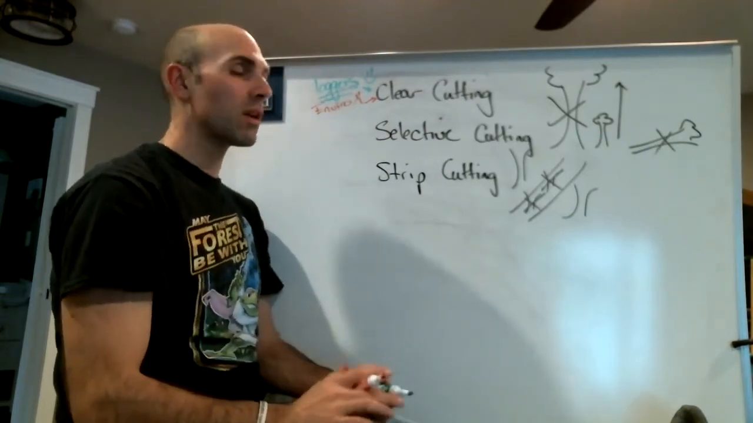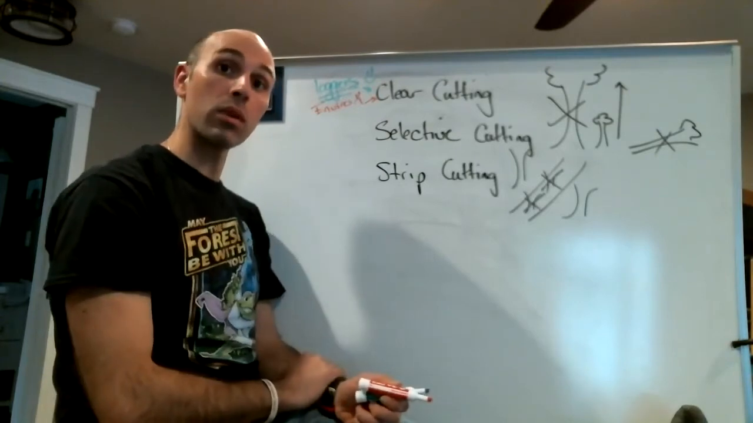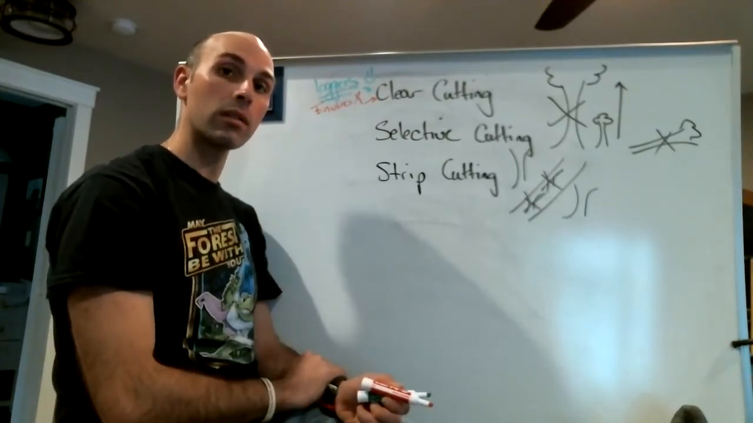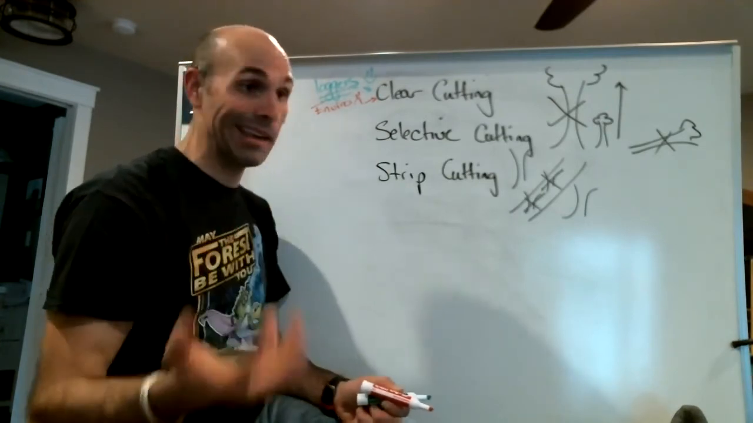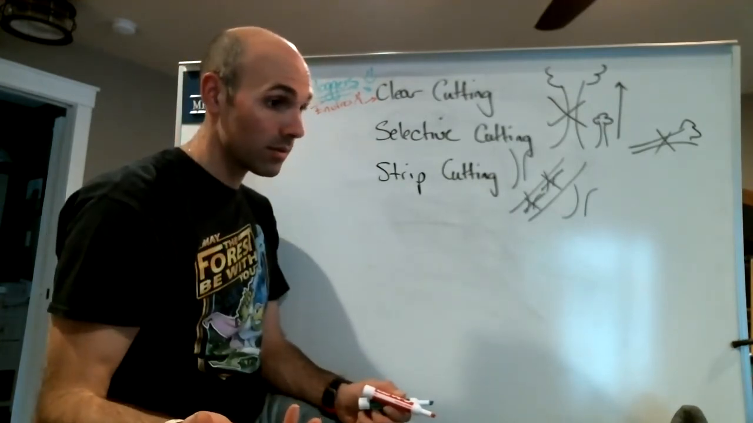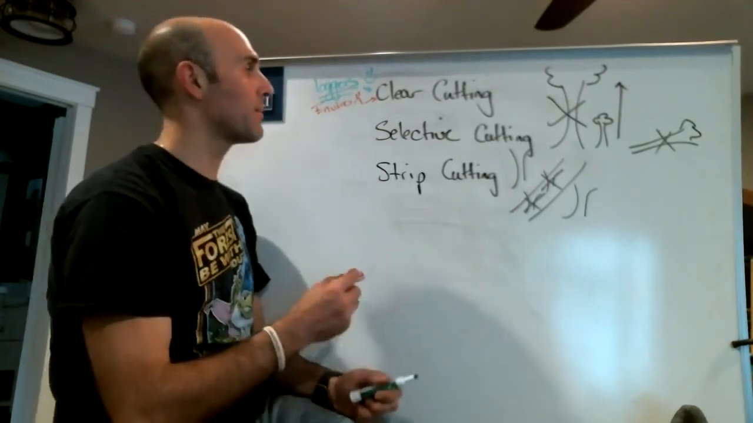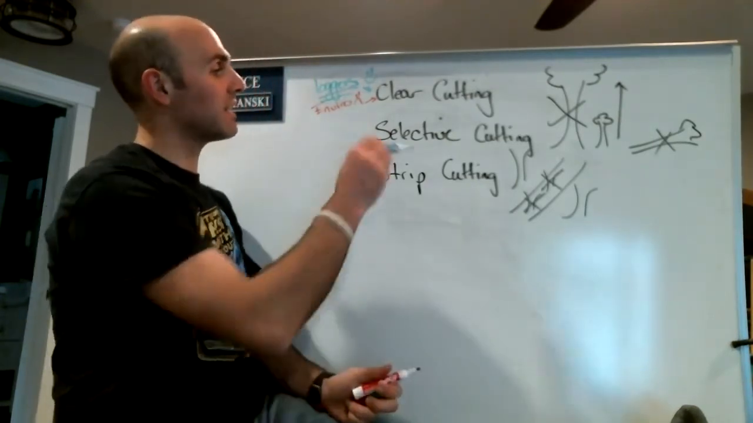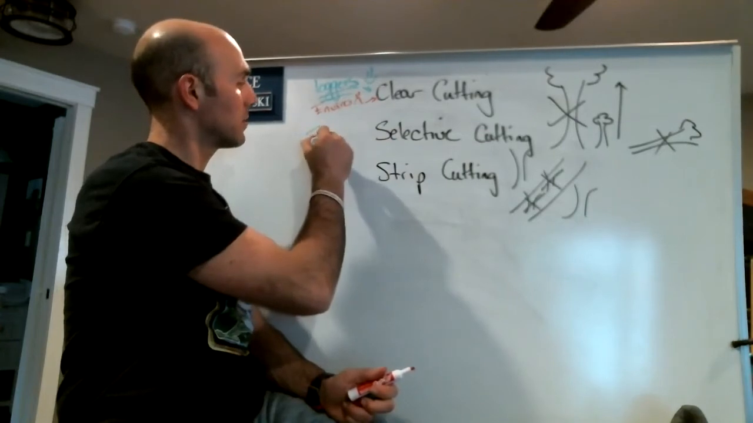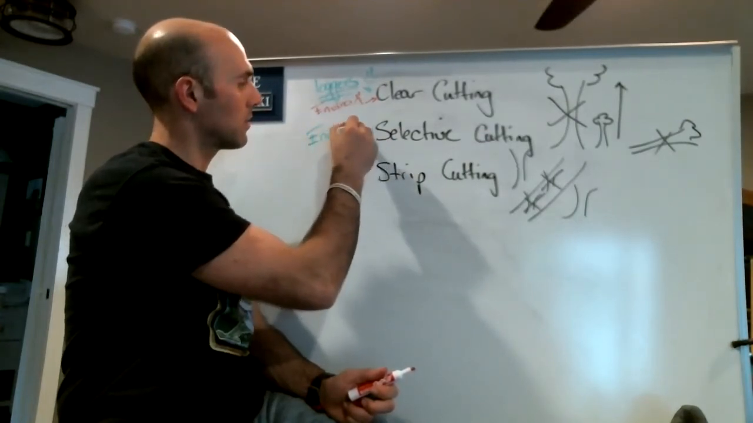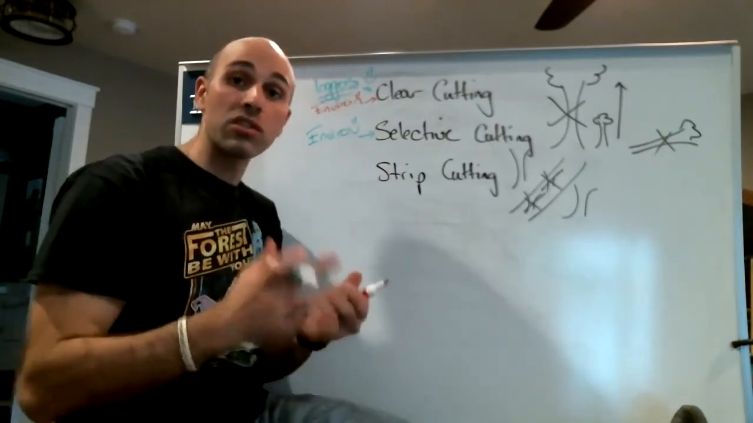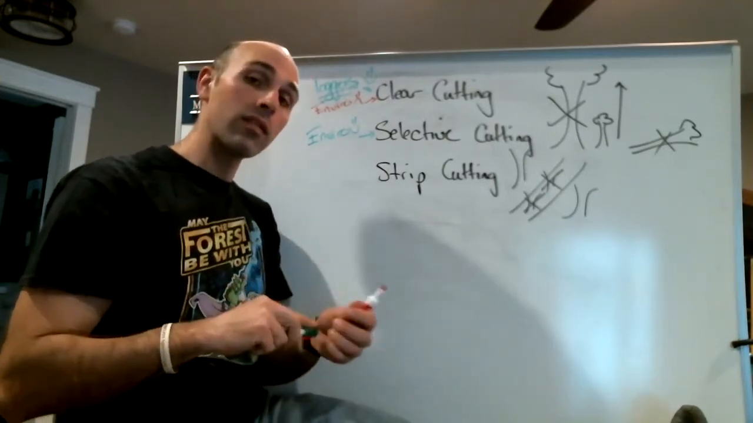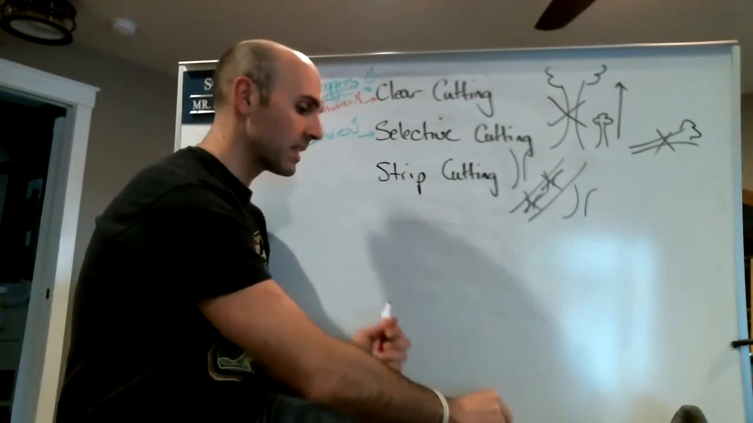Now let's switch it. Which one is best for the environment and the worst one for the loggers? Think about this. Are you giving me answers? I can't hear you. Now I can hear you guys. All right. The best one for the environment is selective. It's because you're going through and you're taking only certain ones. You're still leaving a good majority of the forest standing.